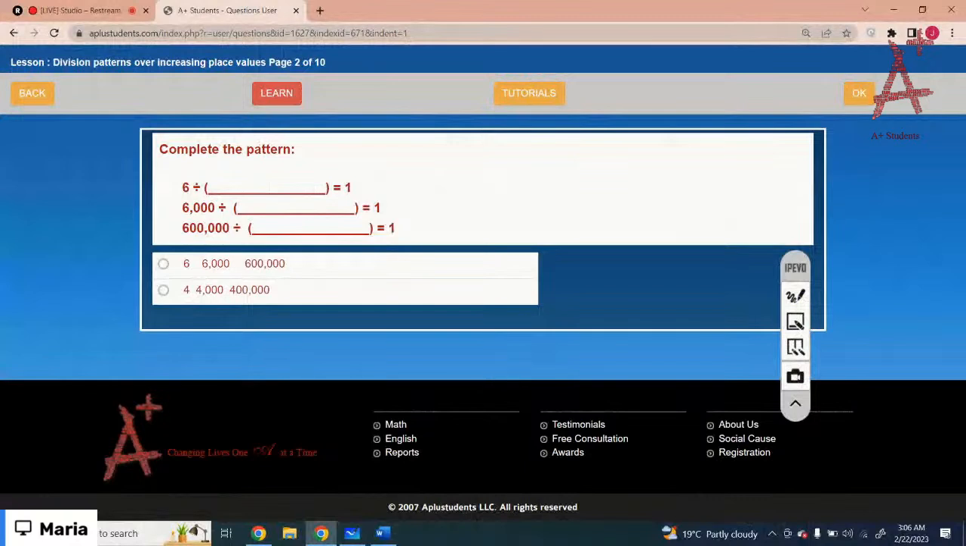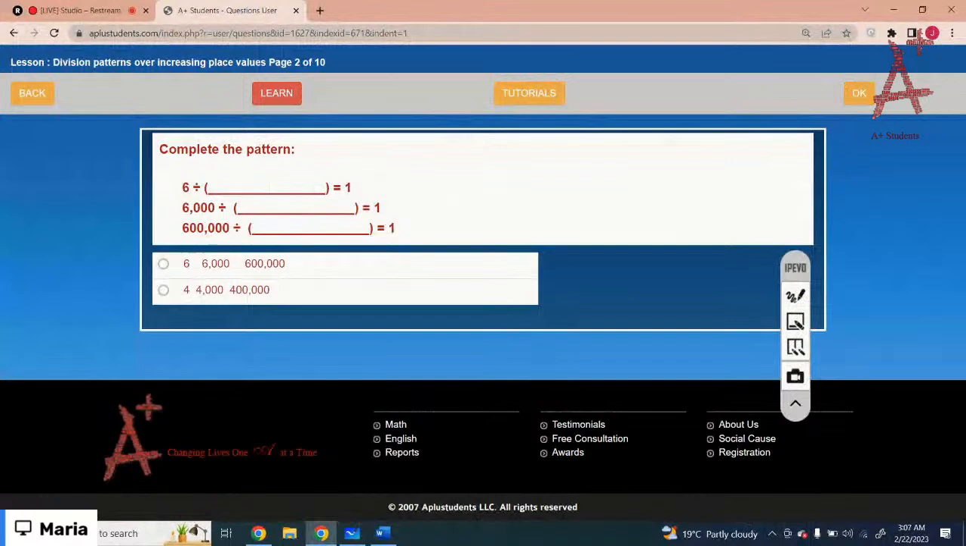Then the second one is 6,000. That means the number divided by itself equals 1. So 6,000 divided by 6,000 equals 1.